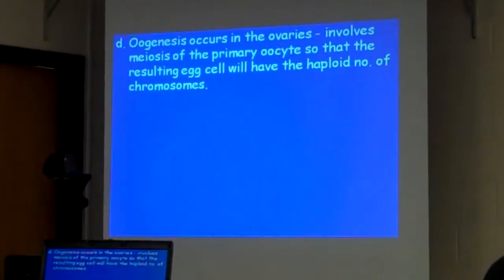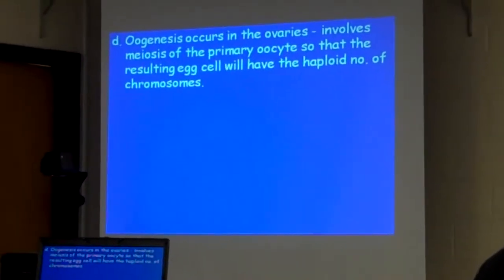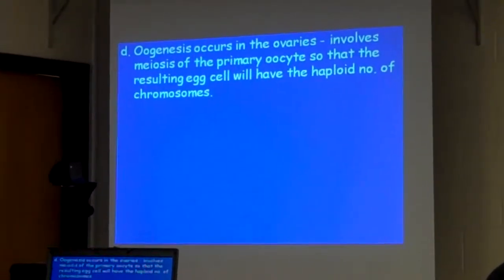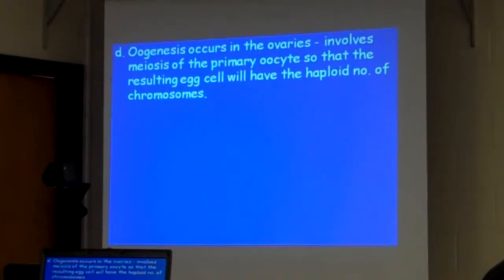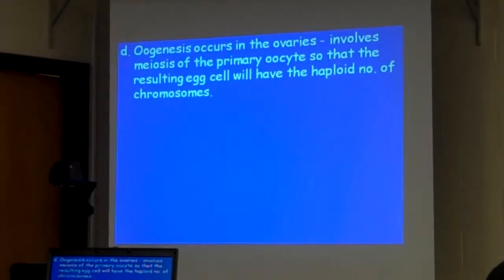Make sure you really know the chromosome numbers. This is going to be important. I'll show you a slide on it. The oogonium and spermatogonium are like stem cells, and they're 2N.